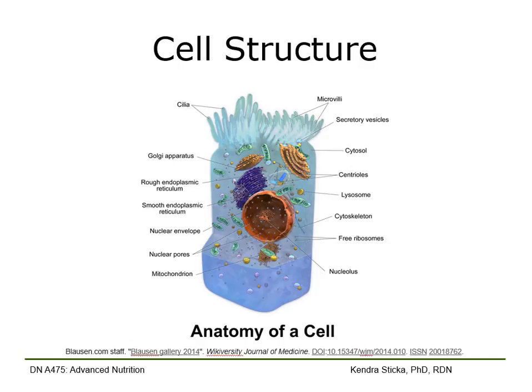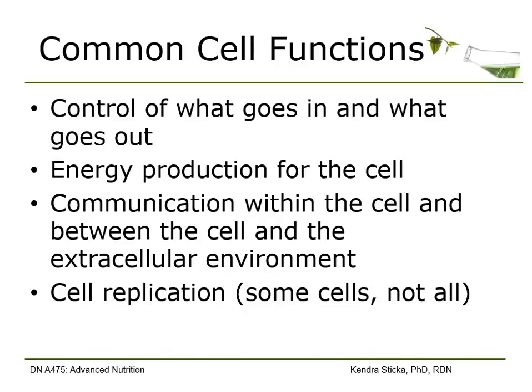For example, we really understand intuitively that our myocytes, or muscle cells, function differently than neurons, or nerve cells. But how does this happen, and what does that really have to do with nutrition? Well, let's start by thinking about some of the functions that are nearly the same in all cells that have important nutrition implications. So we'll start here with some of the common cell functions.